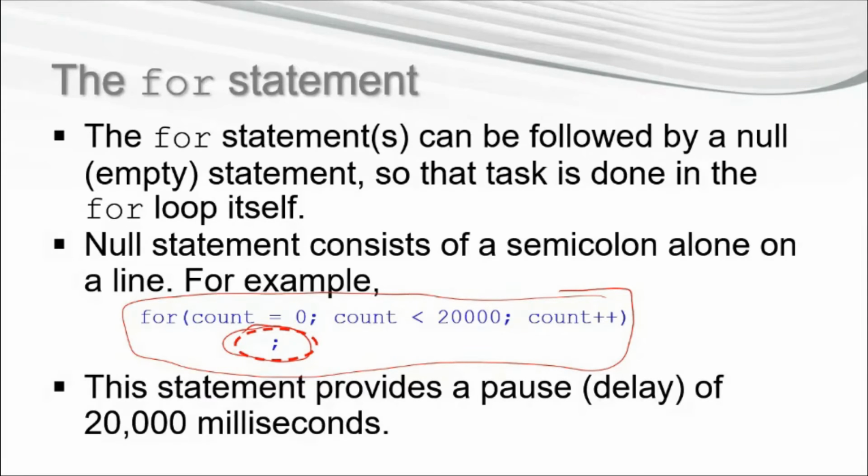Why is it 20 seconds? Because the program counts from 0 to 20,000, or 19,999. In order to count from this 0 limit to 19,999, the system requires 20 seconds or 20,000 milliseconds. So one number is counted in a millisecond.